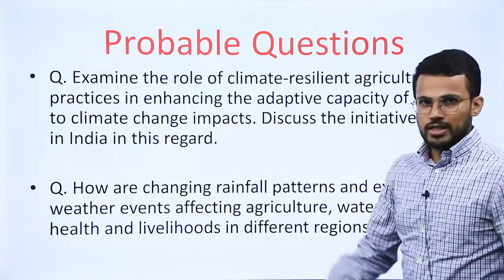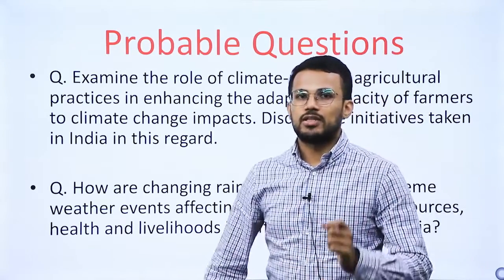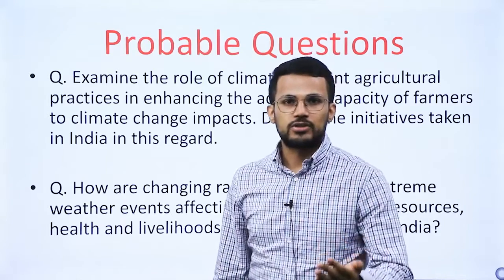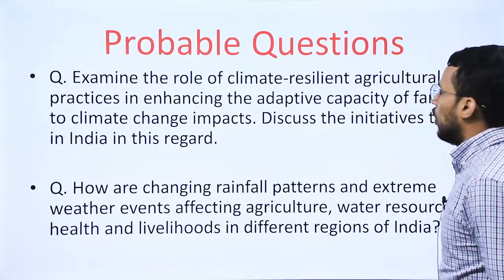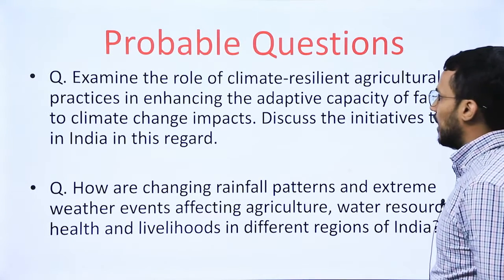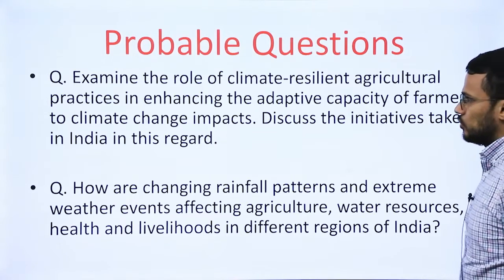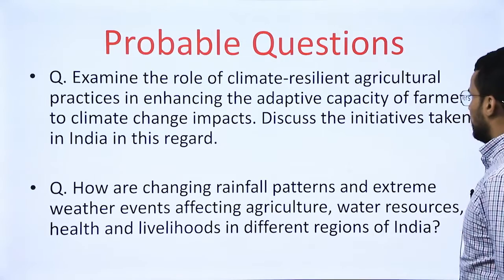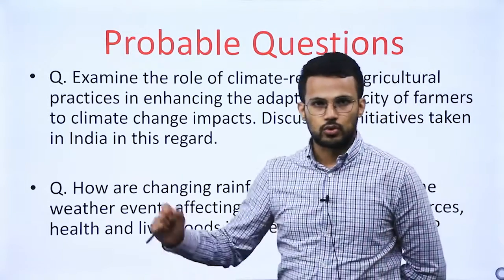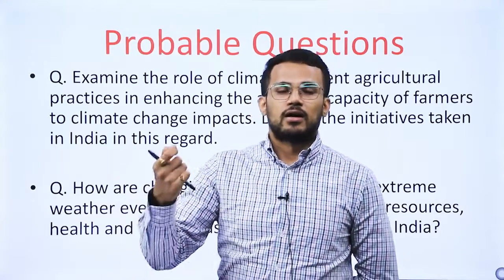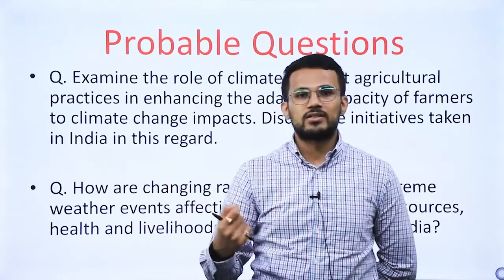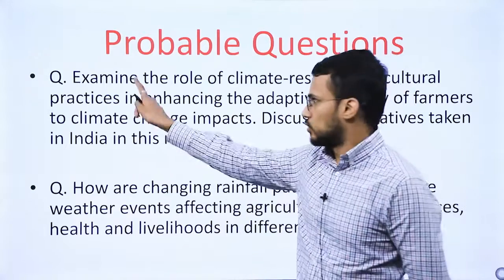Now, based on the question that we have discussed, what can be the probable questions that UPSC may ask? The probable questions will be related to the impact of climate change on various other sectors of life. For example, first question: examine the role of climate resilient agricultural practices in enhancing the adaptive capacity of farmers to climate change impacts. Discuss the initiatives taken in India in this regard. So the question is related to the impact of climate change on agriculture, what kind of climate resilient practices should be followed in various countries, and how we in India are trying to promote climate resilient agriculture. So that is the first question.